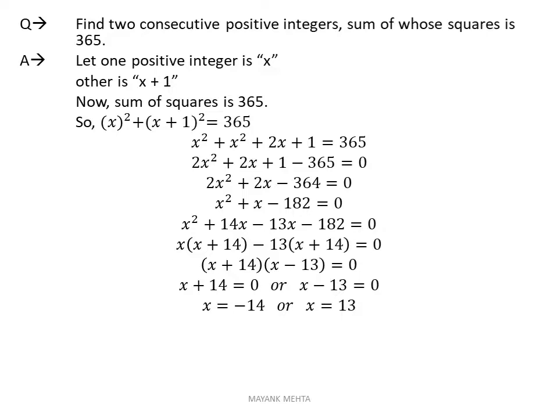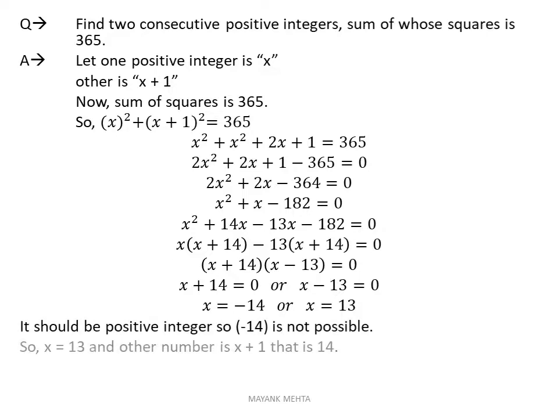But in the question we have consecutive positive integers, that means the value of x cannot be minus 14. So the value of x will be 13. If one number is 13, then the other number is 14.